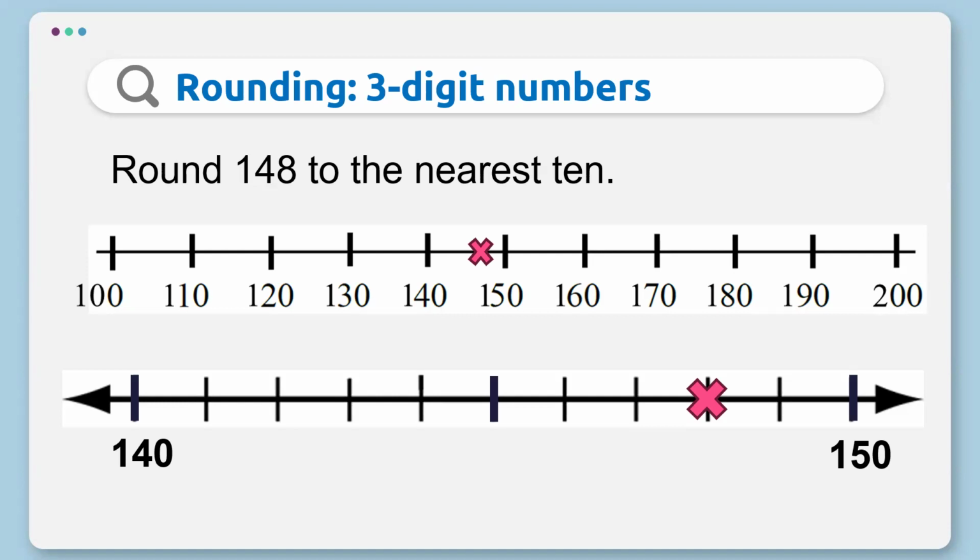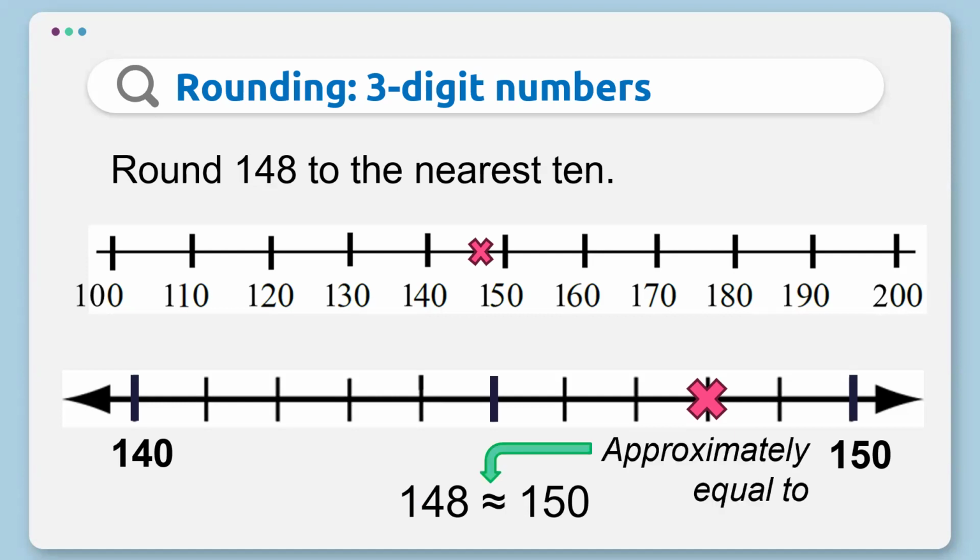So, is it closer to 140 or 150? 148 is closer to 150. So, when I round 148 to the nearest 10, the answer is 150. And just as a recap, this symbol means approximately equal to.